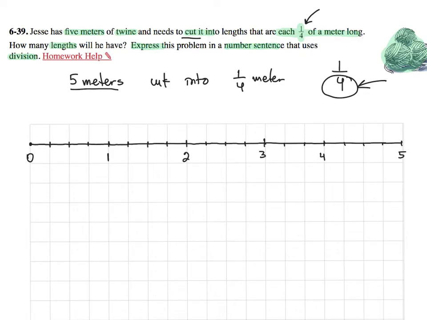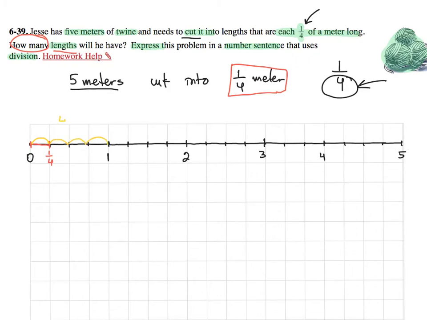Now I have to be counting. This says how many, so that is counting. How many lengths will we have? And the lengths have to be 1/4 of a meter. So right here, this red represents 1/4. So that's one part, one length, because they're all going to be the same size. So all I have to do is either count on my number line or figure out a different way.